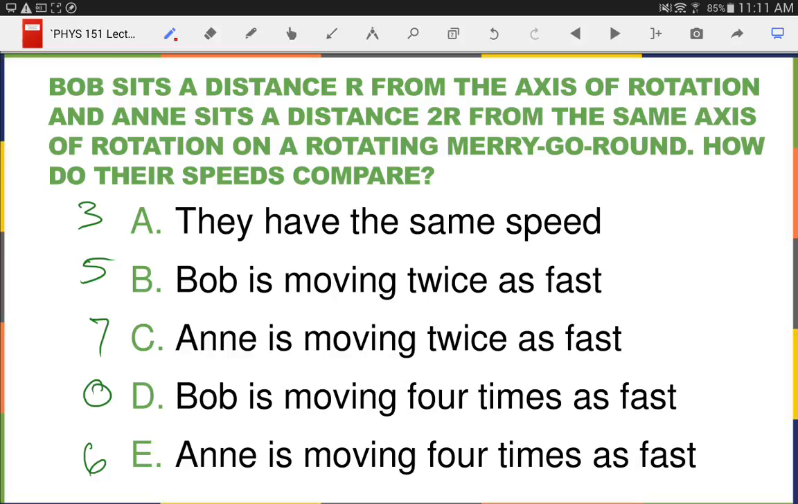Okay, everybody who answered the first time has answered now, so we got rid of this when nobody said they have the same speed anymore. So we had a general convergence toward Ann is moving twice as fast. Now that's the correct answer, and let's look at why it's the correct answer.